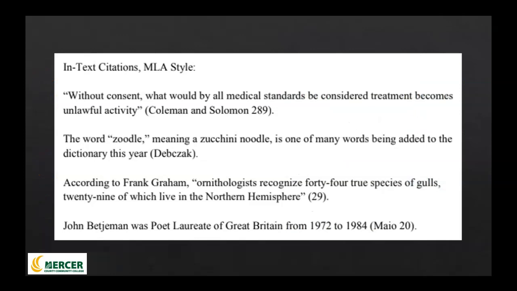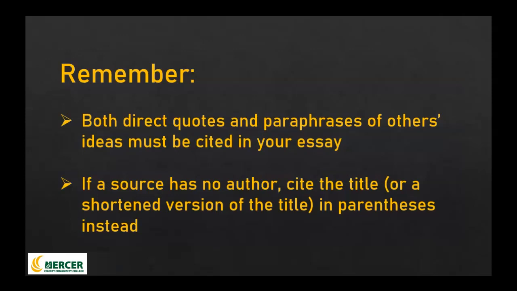In-text citations will appear in the body of your essay whenever you quote or paraphrase information from a source. This only requires the author's last name and a page number if the source has them. If the source has no author, its title or a shortened version of the title should go here along with the page number. Note that the period at the end of the sentence always goes after the citation in parentheses. Remember, both direct quotes and paraphrases of others' ideas must be cited in your essay. If a source has no author, cite the title or a shortened version of the title in parentheses instead.